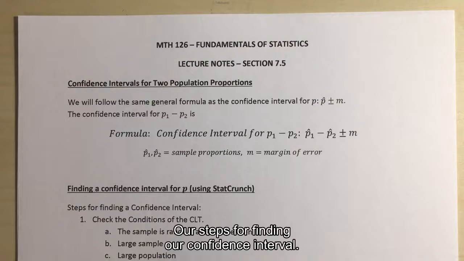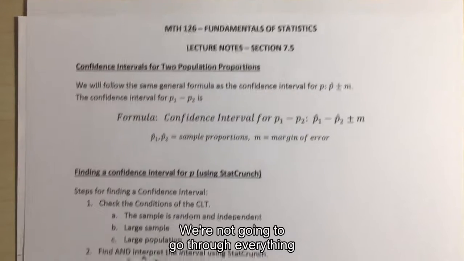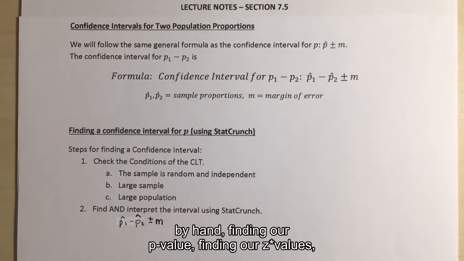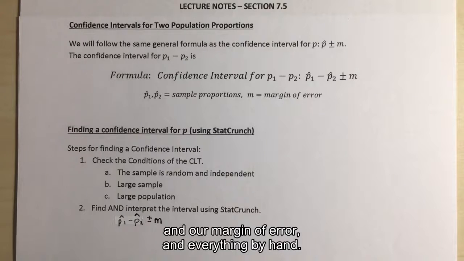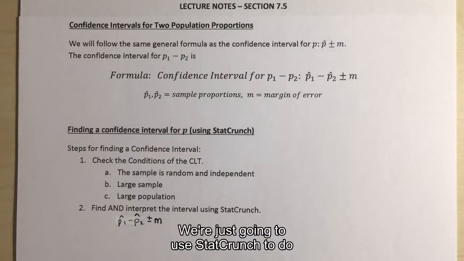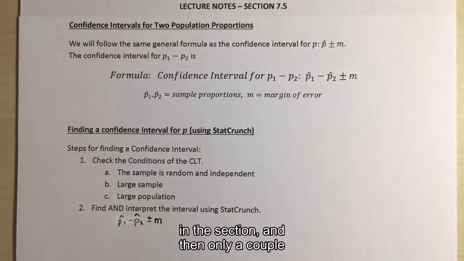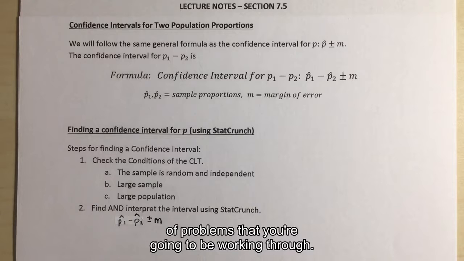Our steps for finding our confidence interval, we're not going to go through everything by hand. Finding our p-value, finding our z-star values and our margin of error and everything by hand. We're just going to use StatCrunch to do this because there's only a couple of homework questions in the section and then only a couple of problems that you're going to be kind of working through.